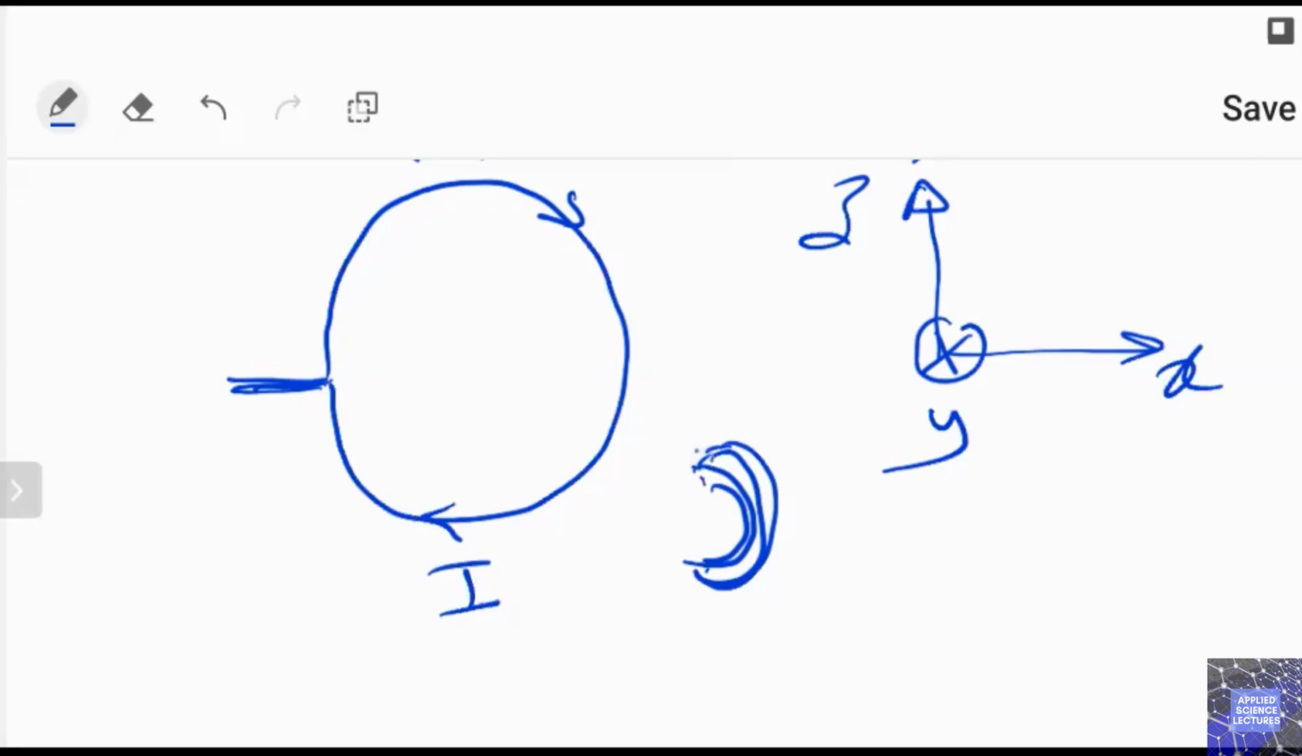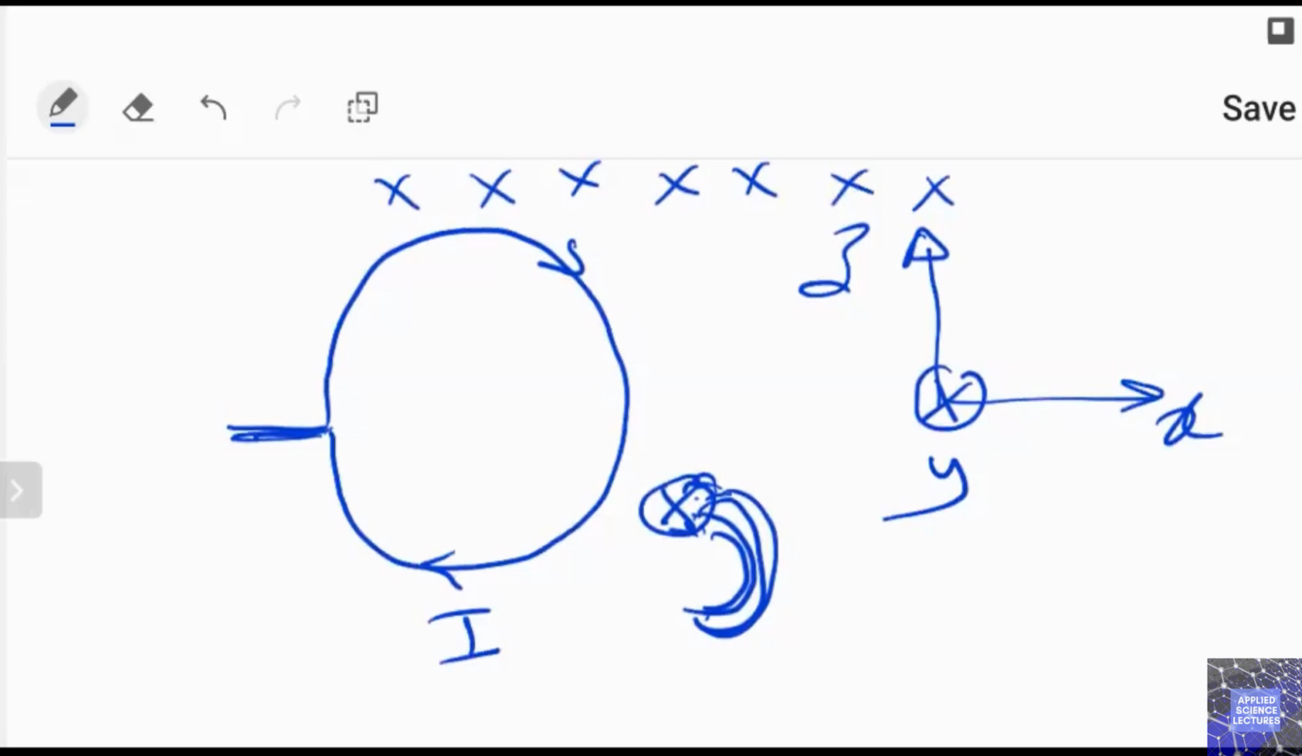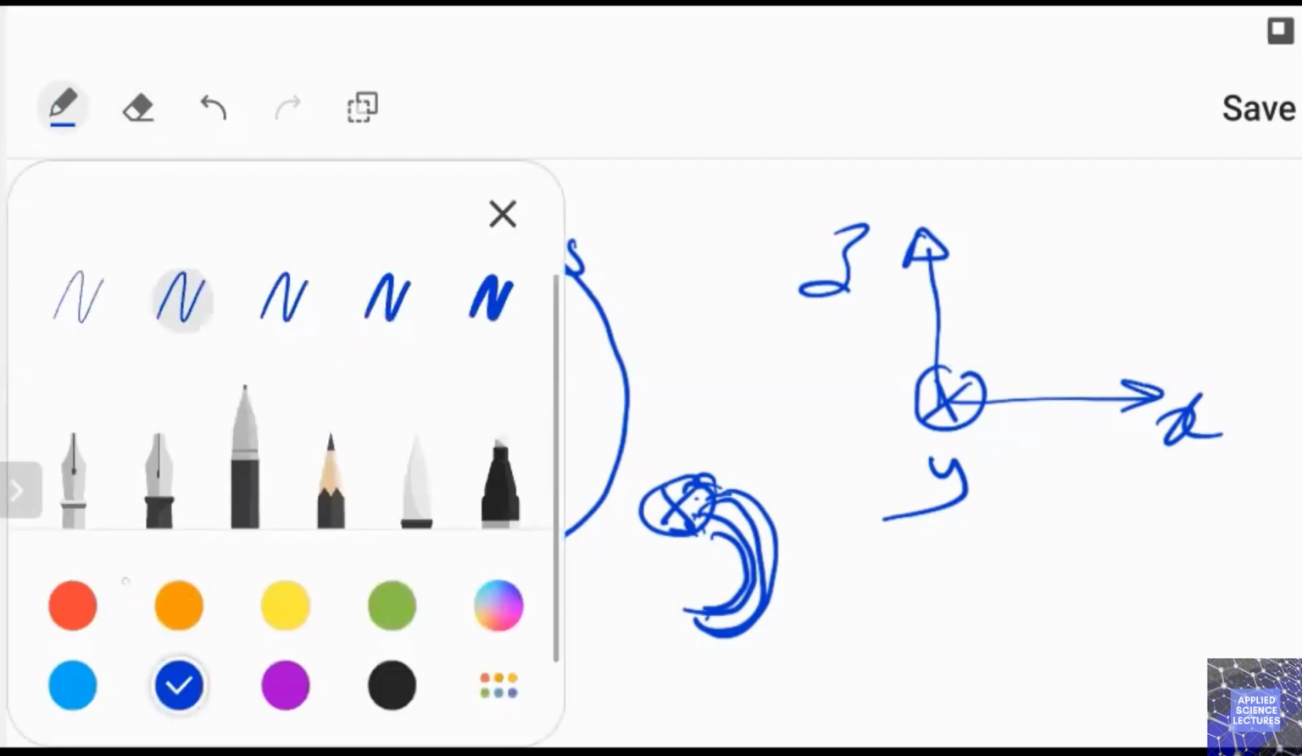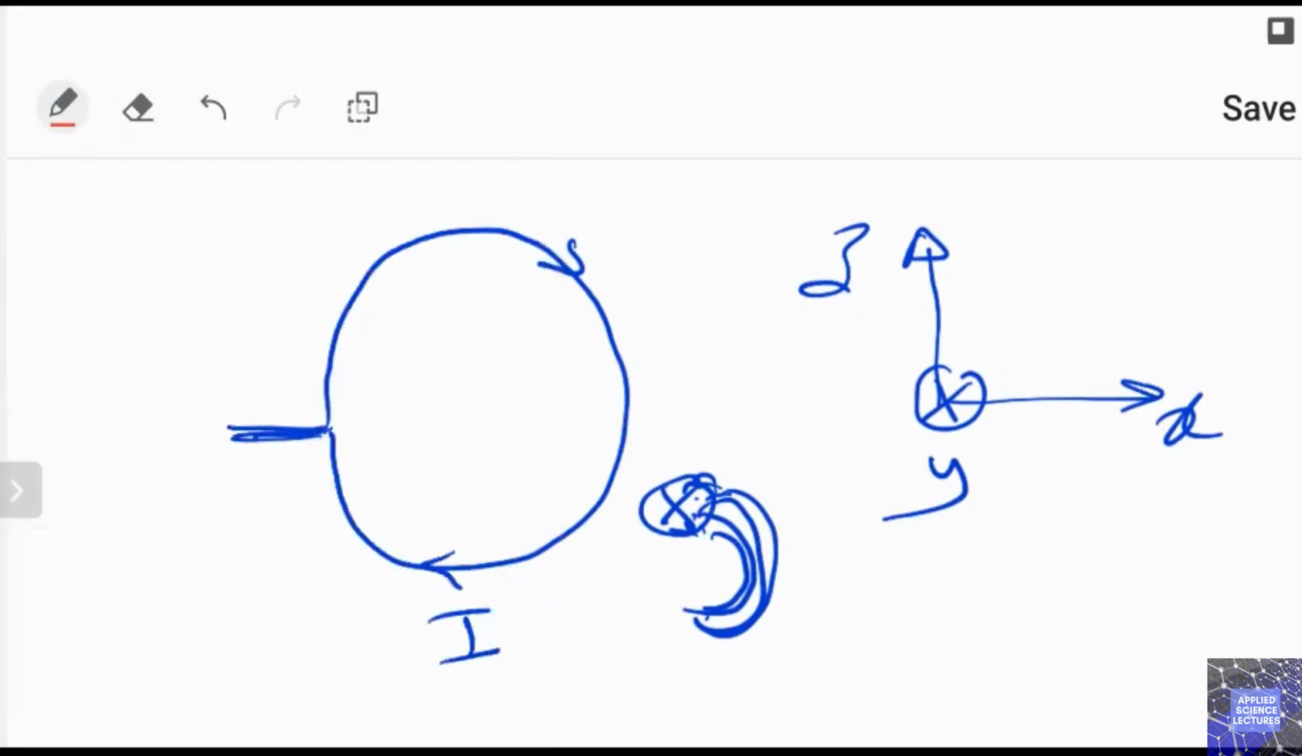So this is going to be my thumb. It will be pointing into the screen, into the page. So in this case, I can draw my magnetic field. Again, here I have two regions. My first region is within this loop. Again, the magnetic field will be going into the page. So this is going to be my magnetic field pointing into the page. However, the magnetic field outside the loop will be pointing out of the page.